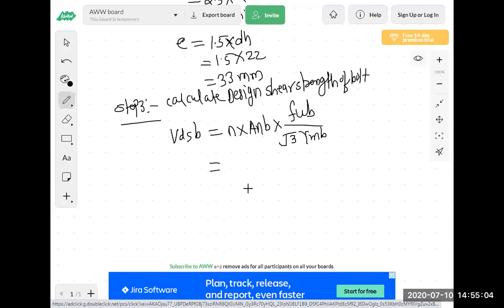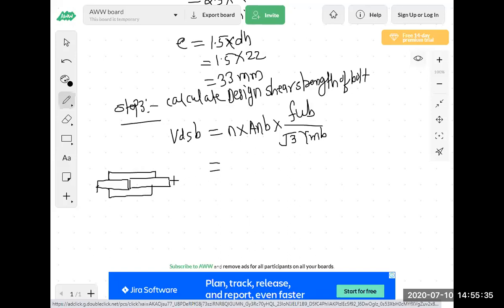Are you getting? So now here N is equal to, please tell me the number of shear planes. How many number of shear planes will be there? Please read the problem statement. The double cover butt joint is there. Are you getting? 2, sir. Yes, correct. See, double cover butt joint is there.